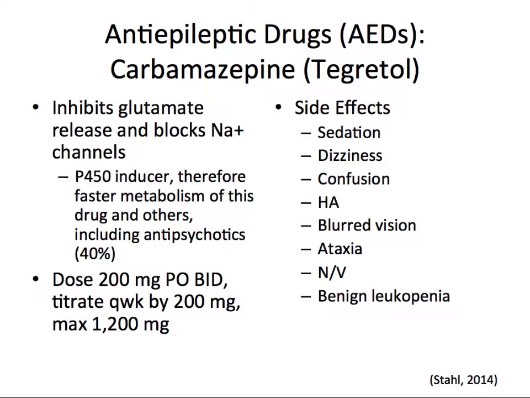Tegretol functions in the same way that Depakote does. However, it's a cytochrome P450 inducer. Therefore, it causes faster metabolism of this drug as well as other drugs, including antipsychotics. Therefore, it can decrease antipsychotic blood levels by up to 40%. Some notable side effects that occur with Tegretol include sedation, dizziness, confusion, headache, blurred vision, ataxia, nausea and vomiting, and benign leukopenia.